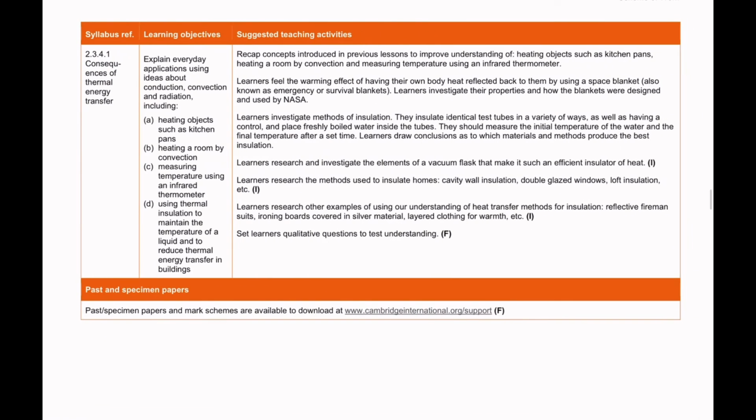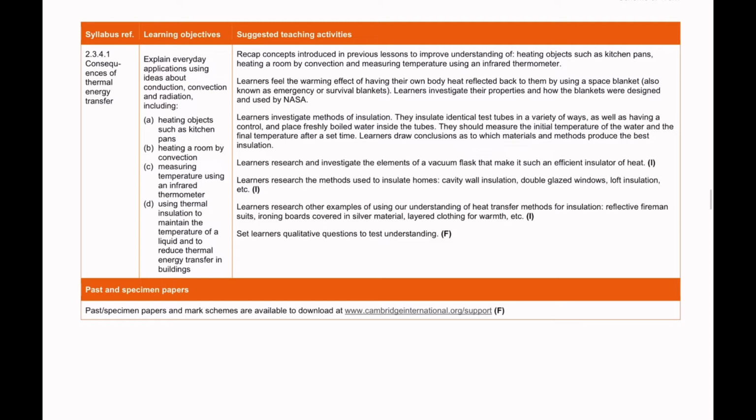Key concept 2.3.4.1 Consequences of thermal energy transfer. Learning objectives. Explain everyday applications using ideas about conduction, convection, and radiation, including A. Heating objects such as kitchen pans.